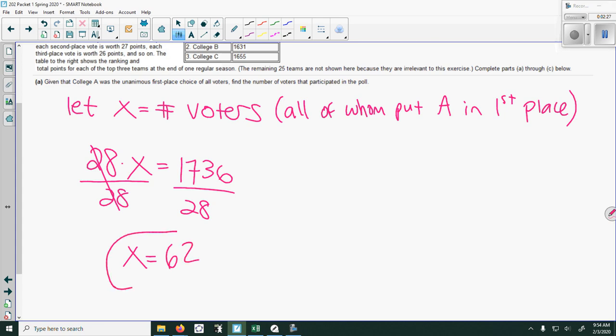Like I said, you probably could have answered this question without setting up an algebraic equation. You could have just said 1,736 points divided by 28 points per vote is 62 voters. I did the algebra because we're going to need the ability to set up an algebraic equation in the next part. So there's 62 total voters. Let's go to the next part of the question.